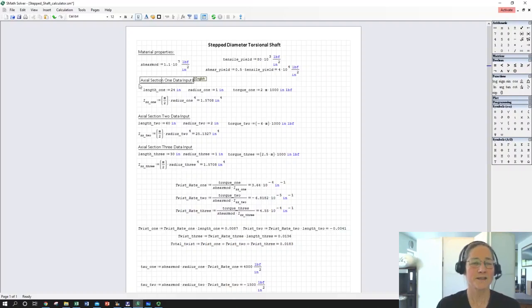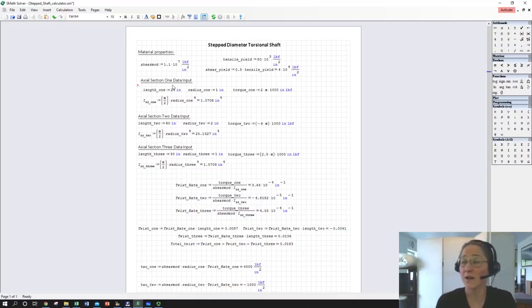So I define different sections, because from the point of view of this problem, I really don't care about what's going on in the endpoints. I care about what's going on in the 3 different sections that are effectively defined by the changes in radius and the changes in applied torque. Had I had an applied torque right in the middle of one of those sections, I would have had 4 sections, and each one of them would have its own internal moment, its own radius, its own length.